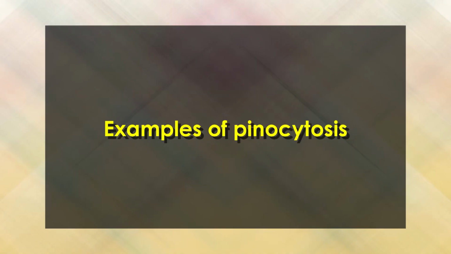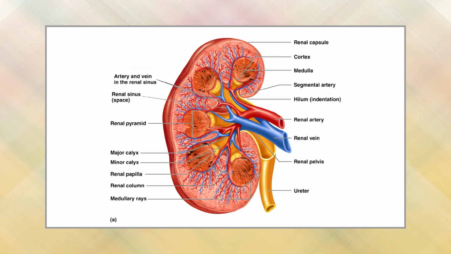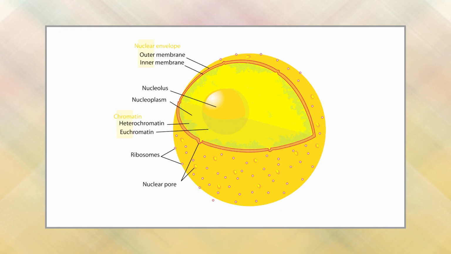Dear students, let's have a look at the examples of pinocytosis. Pinocytosis is widely used among the cells of the body, but there are specific situations where pinocytosis plays a major role. Microvilli in the gut use this process to absorb nutrients from the food. Cells in the kidney can use pinocytosis to separate nutrients and fluids from the urine that will be expelled from the body. In addition, human egg cells also use it to absorb nutrients prior to being fertilized.